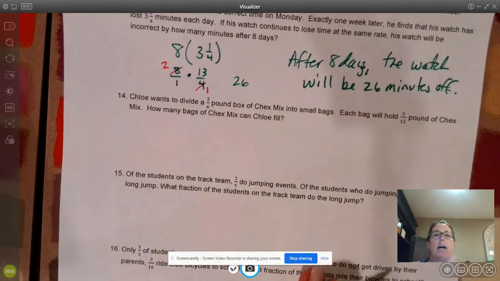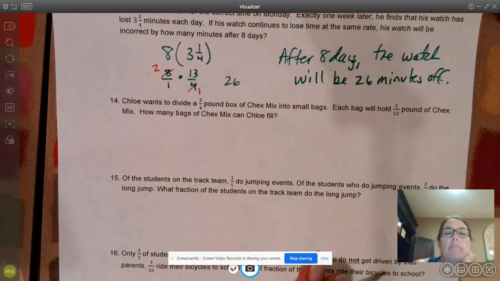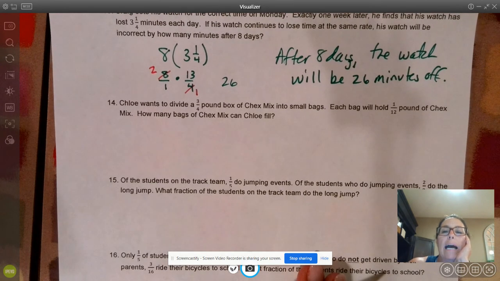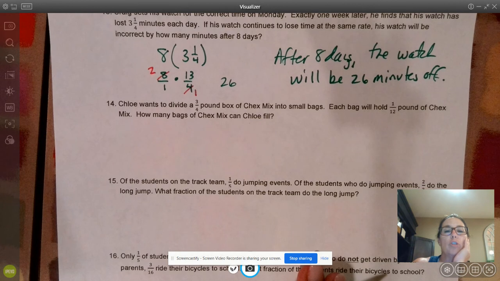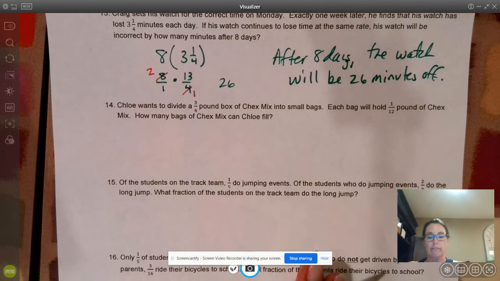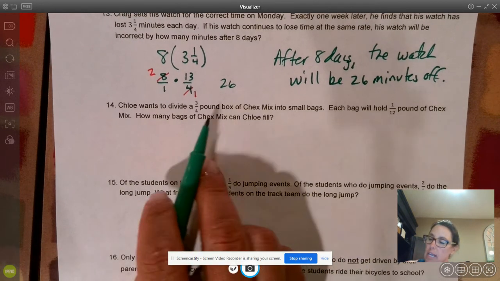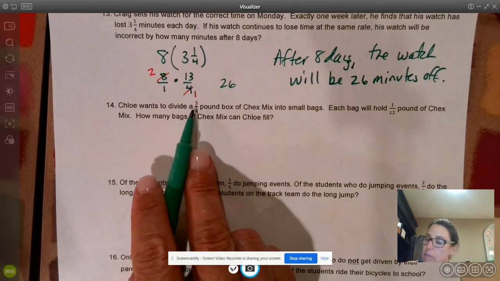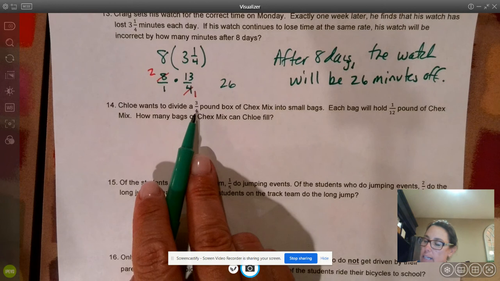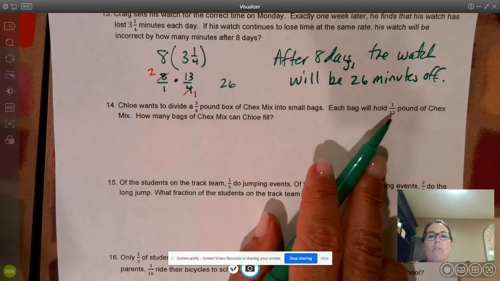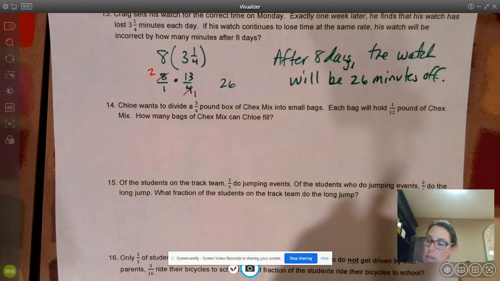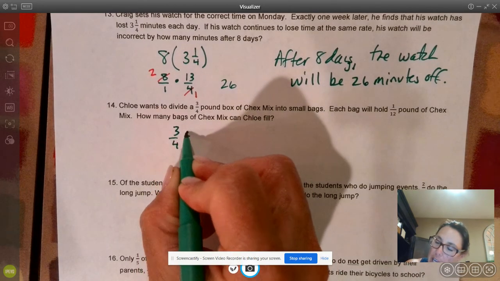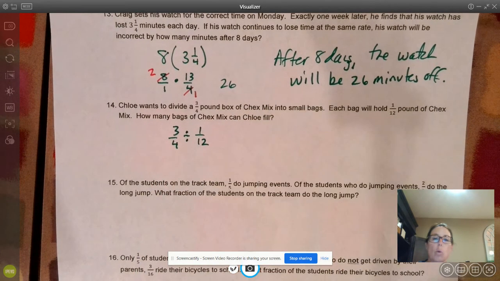Chloe wants to divide a 3/4 pound box of Chex Mix into small bags. Each bag will hold 1/12 of a pound of Chex Mix. How many bags can Chloe fill? All right, so we're going to be taking this entire 3/4 pound box, and we need to see how many 1/12 pounds are in that 3/4 pounds. So we're going to do 3/4 divided by 1/12.